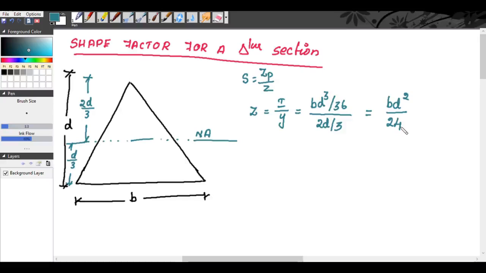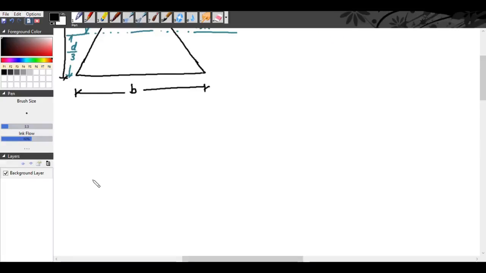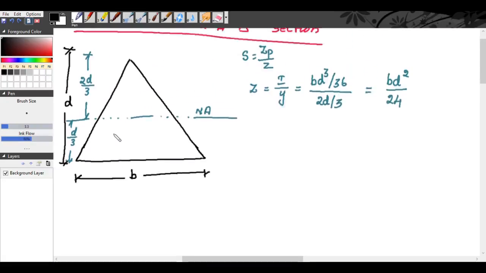Now you have to determine Zp, that is the plastic section modulus. For plastic section modulus, we have to consider the equal area axis. The equal area axis is different from the neutral axis. So for that, you have to draw another triangle. Same triangle, but marking everything in a single triangle will cause confusion. Okay, we'll draw a triangle here.